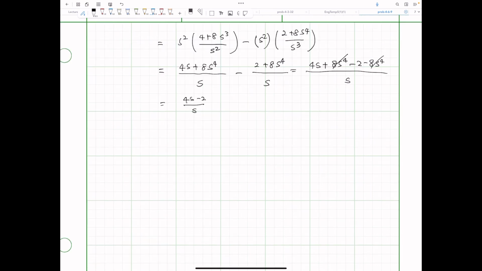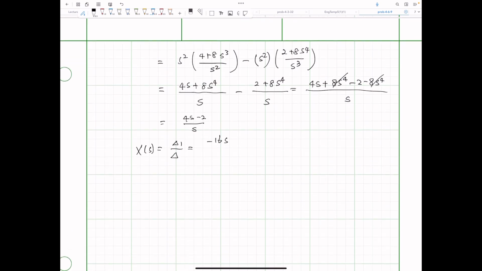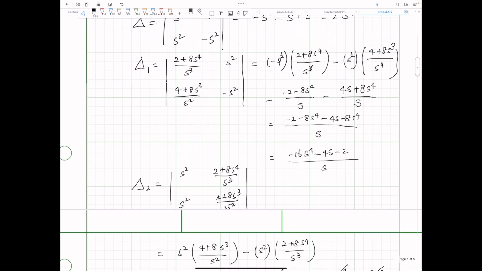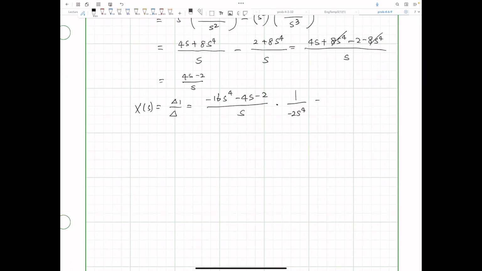Now we can find x of s, that is delta 1 over delta, and for delta 1, we have negative 16 s to the power of 4 minus (4s minus 2) over s. And then delta, we had negative 2 s^4, 1 over negative 2 s^4. And then we can combine these two. Then we have negative 2 s to the power of 5, and the numerator, negative 16 s^4 minus 4s minus 2.